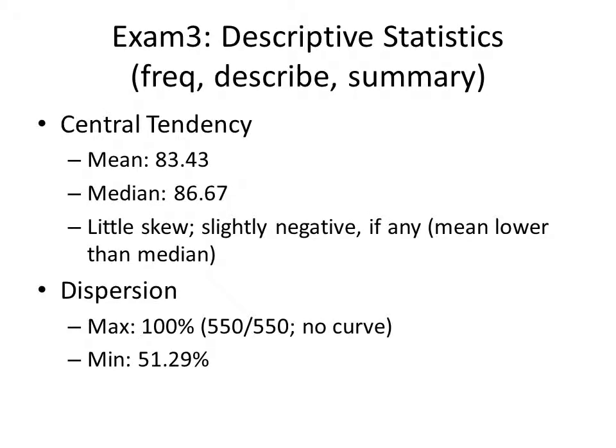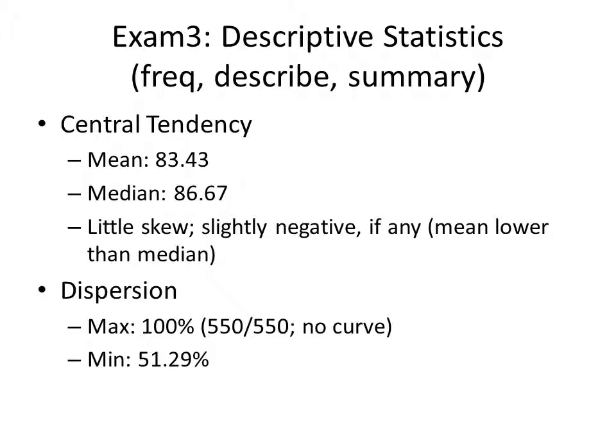Again, just as we have reviewed before with the previous two exams, using some of the descriptive statistics and the commands in R that we've learned, this slide shows some measures of central tendency and dispersion for the scores on Exam 3. Again, this takes into account all three parts of Exam 3. There were three parts, A, B, and C, and these measures consider all three parts together.